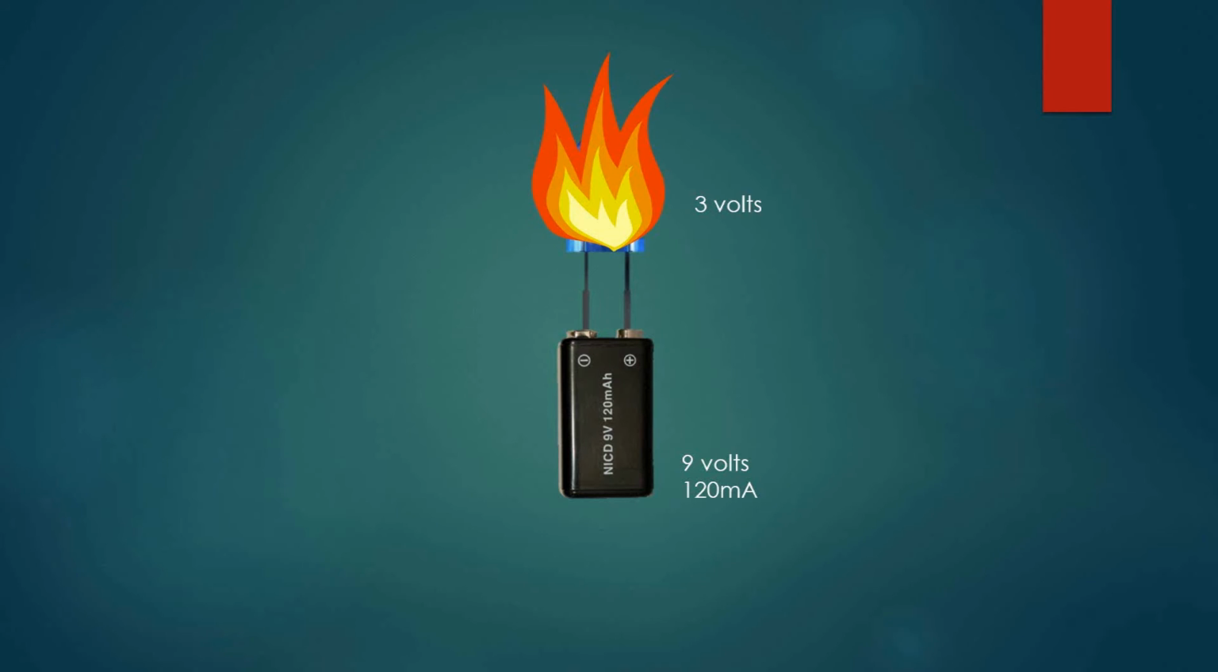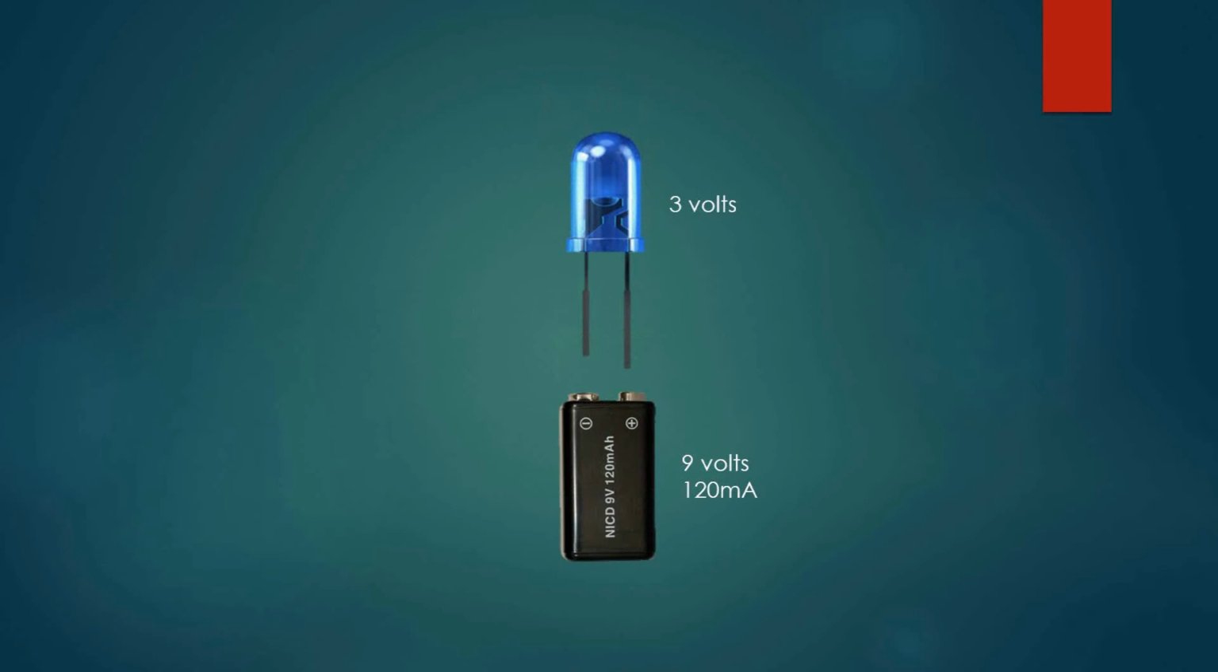So how do we fix this if a 9-volt battery is our only power source and we only have 3-volt LEDs? Let's grab a new LED while we think about this. So how can we solve this problem? It's simple. We just need to use Ohm's law to calculate the amount of resistance we need to lower the voltage of the electron flow.